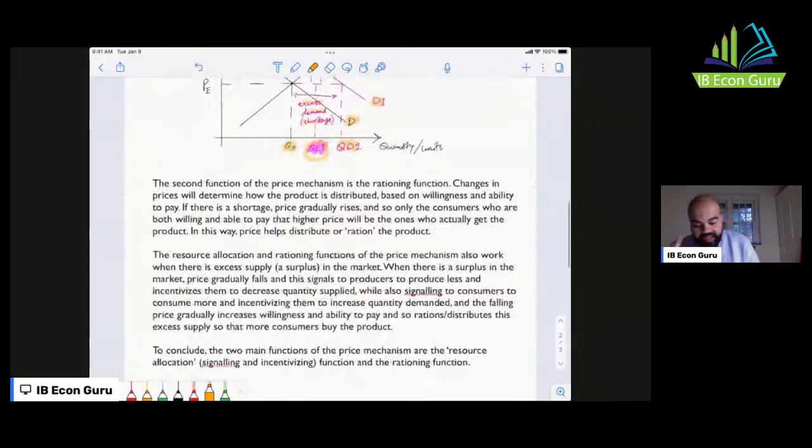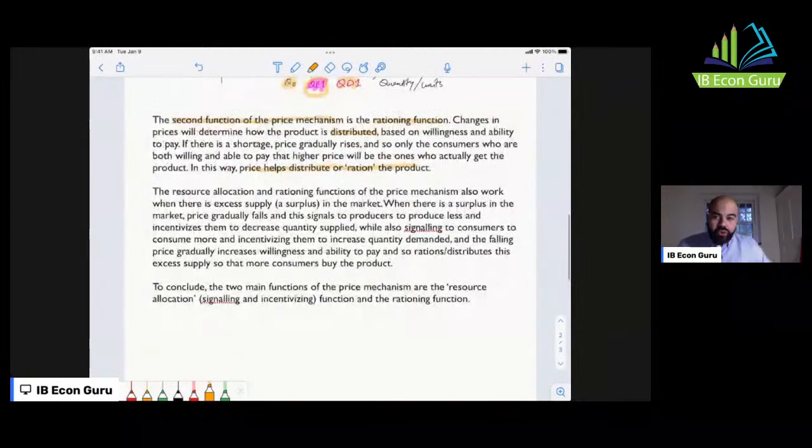All right, the second function of the price mechanism is the rationing function. Changes in prices will determine how the product is distributed based on the willingness and ability to pay. If there is a shortage, price gradually rises, and so only the consumers who are both willing and able to pay that higher price will be the ones who actually get the product. In this way, price helps distribute or ration the product.